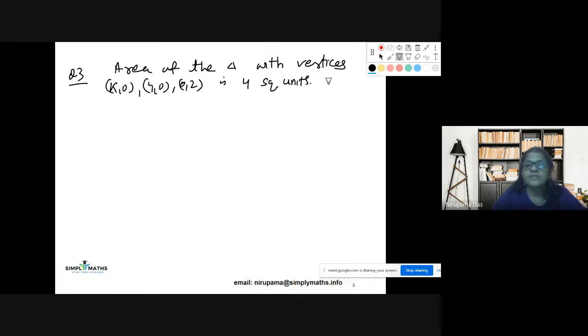Okay, it is 4 square units. Find k. We have to find the value of k. So the area of the triangle is 4 square units.